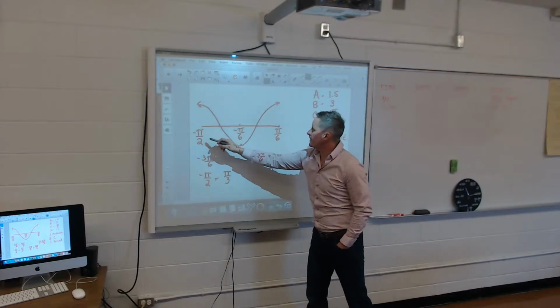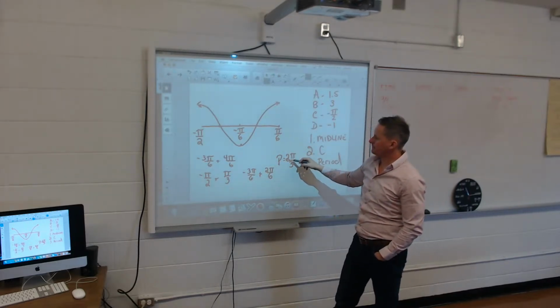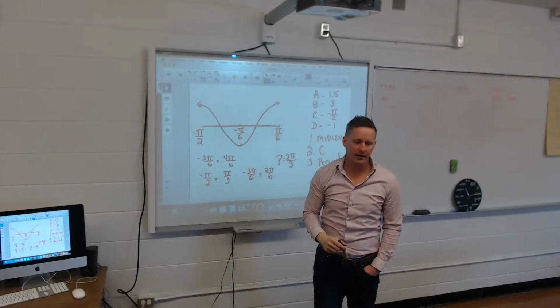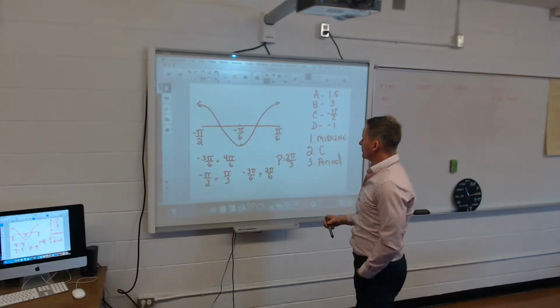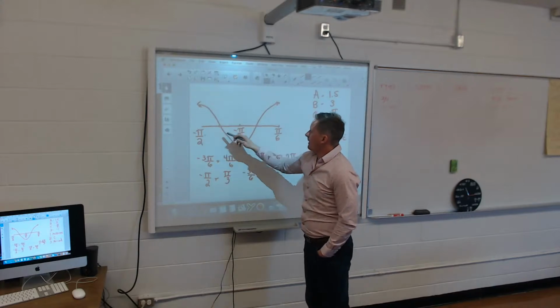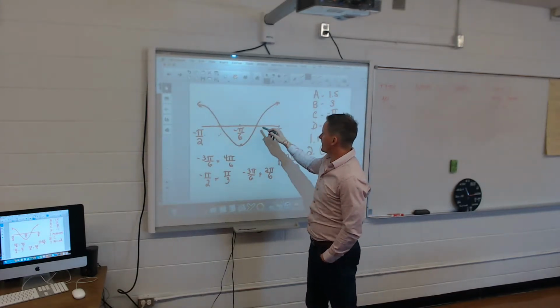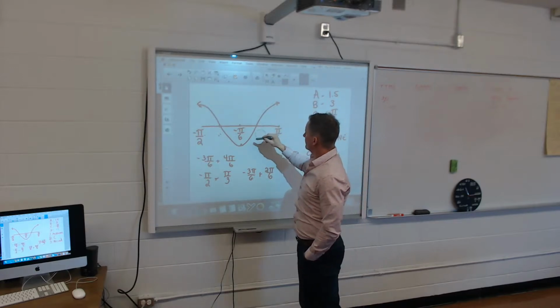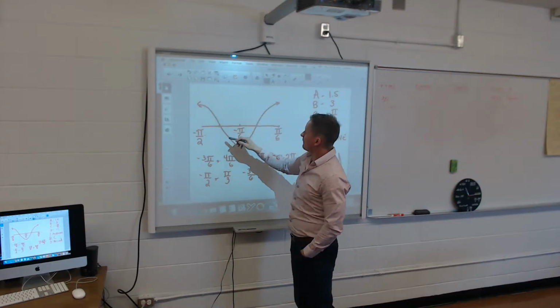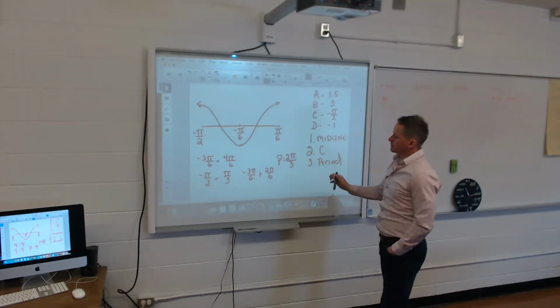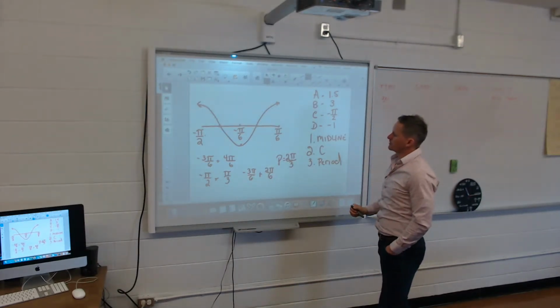The distance from here to here is 2 pi over 3. The distance from here to here is 1 pi over 3. Okay, so now I have those 3 key points. I can find these 2 if I need to. All right. So that would be halfway in between here and here. Okay. I'm just going to leave them out for just a second.